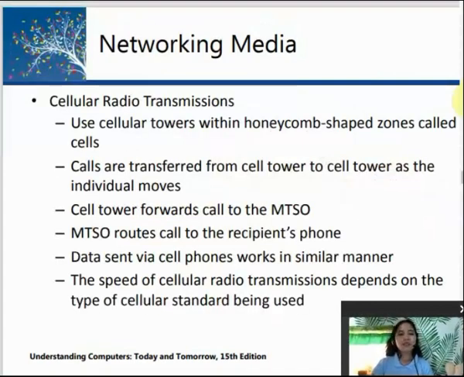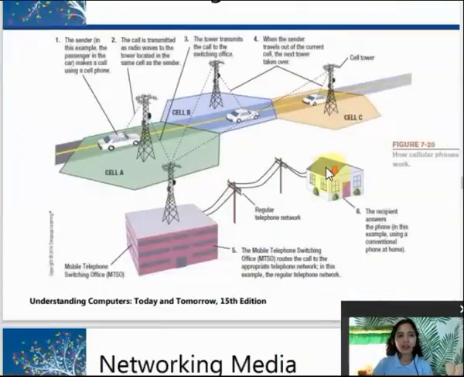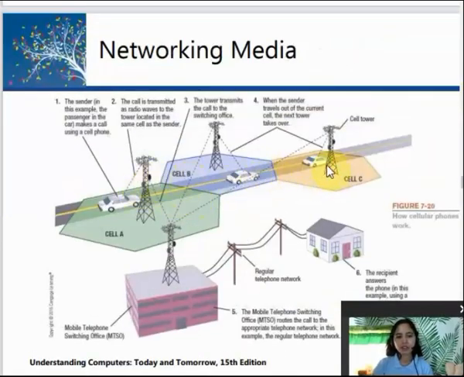Wireless signals can also be sent using cellular radio transmissions, in which they send and receive data via cell towers located within designated areas or cells. This is how a cellular phone works. The sender, for example in a car, makes a call using a cell phone. The call is transmitted as radio waves to the tower located in the same cell as the sender. The tower transmits the call to the switching office, and when the sender travels out of the current cell, the next cell tower takes over, and so on and so forth.